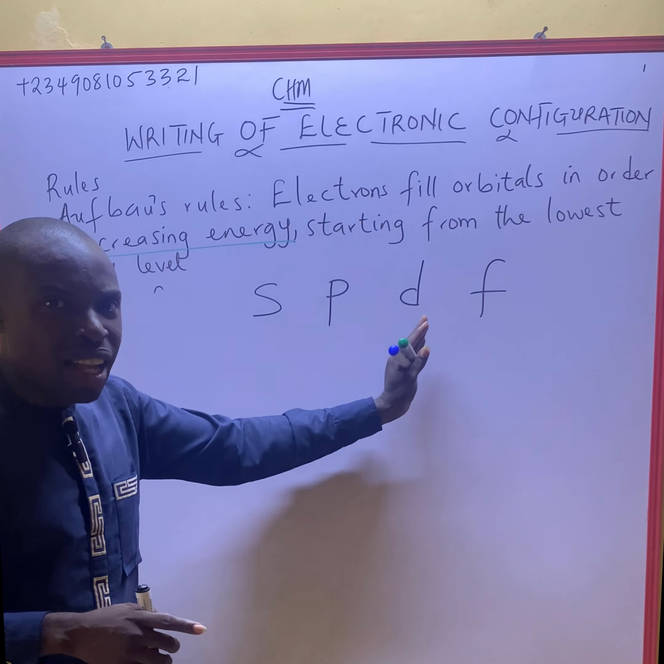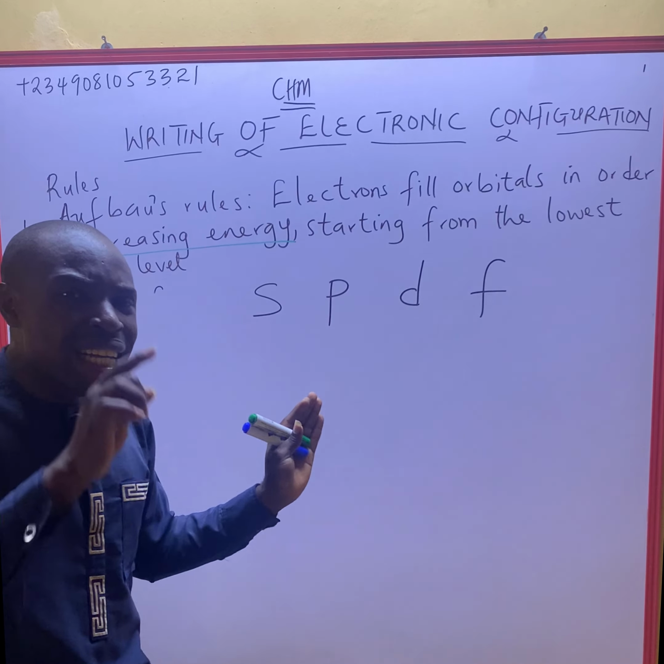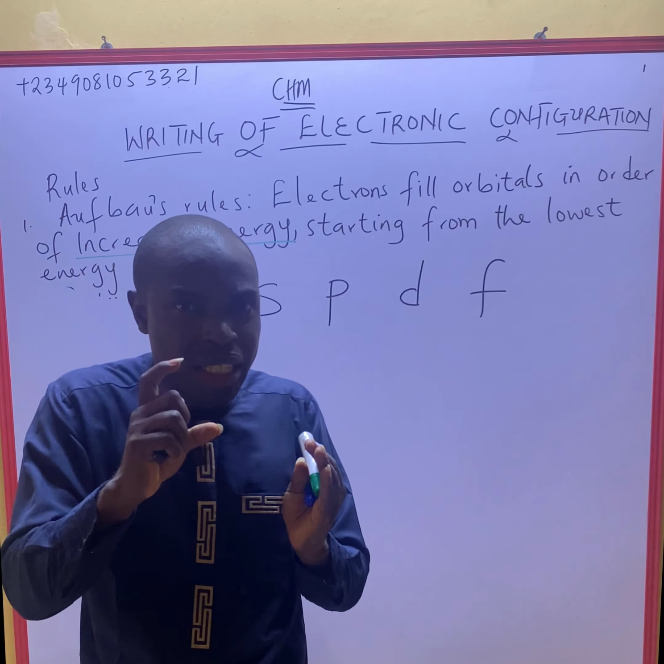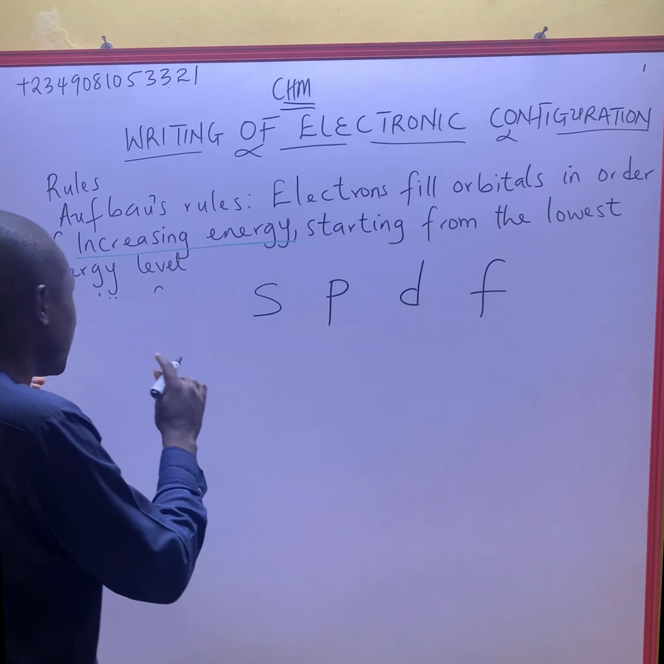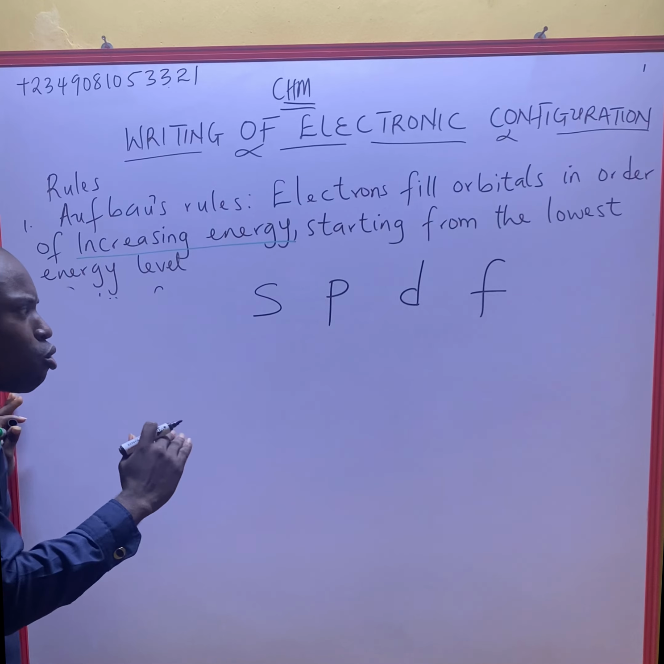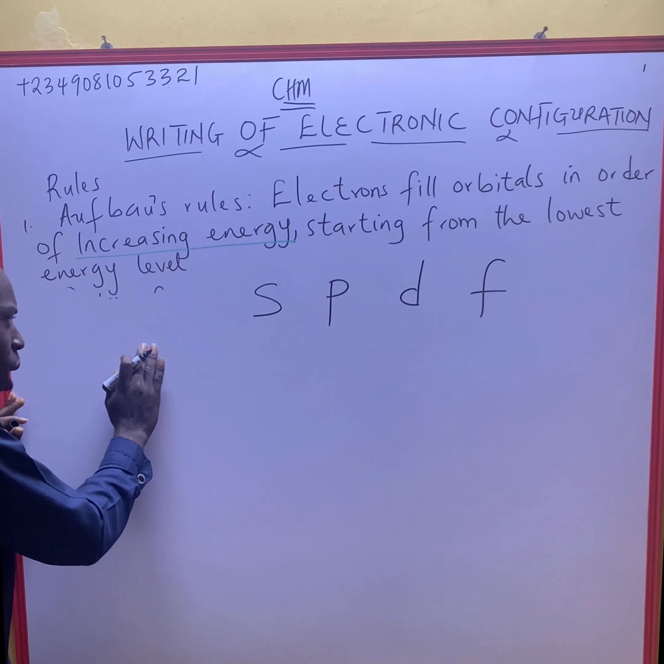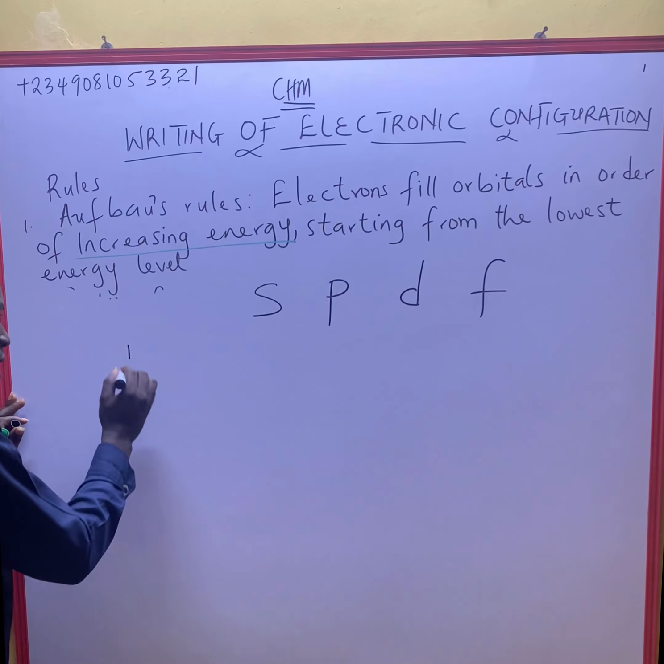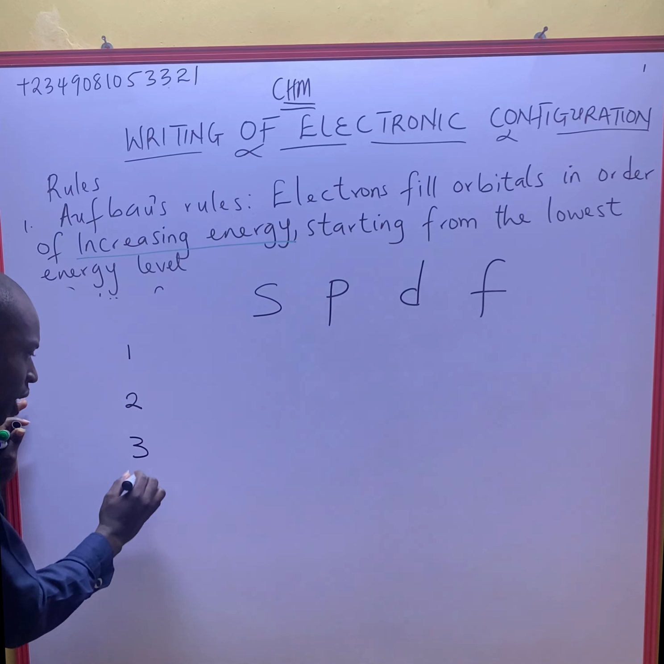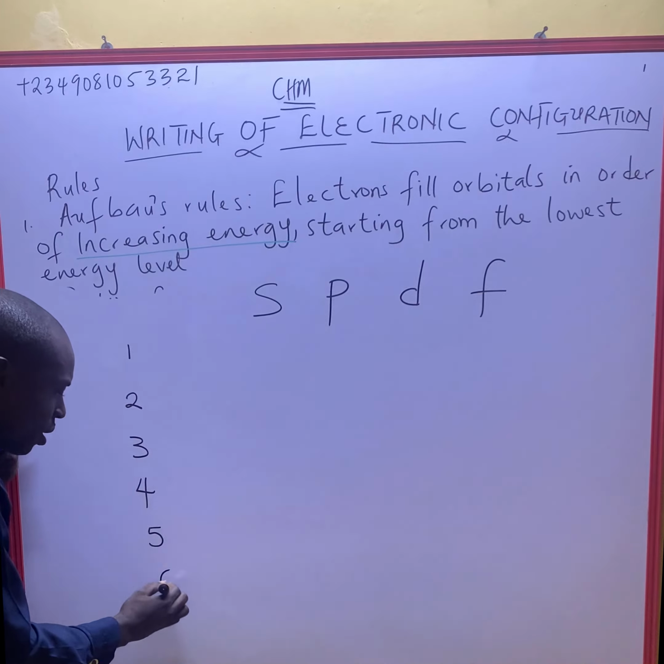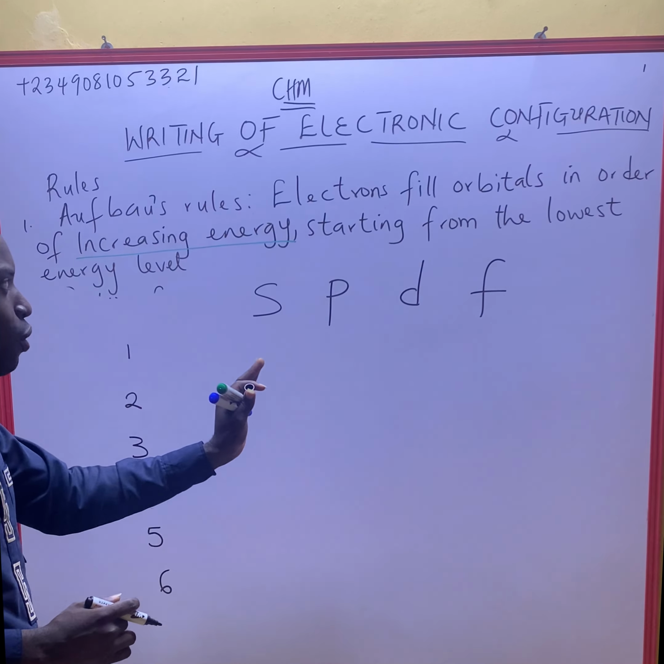The energy levels are numbers. I will make use of the energy level and the azimuthal quantum number to pair up together to give us a ladder of the electronic configurations of elements. Let me explain. If I'm to do this rule, we'll be going step by step, from 1, 2, 3, 4, 5, 6. So it will be climbing in this format.